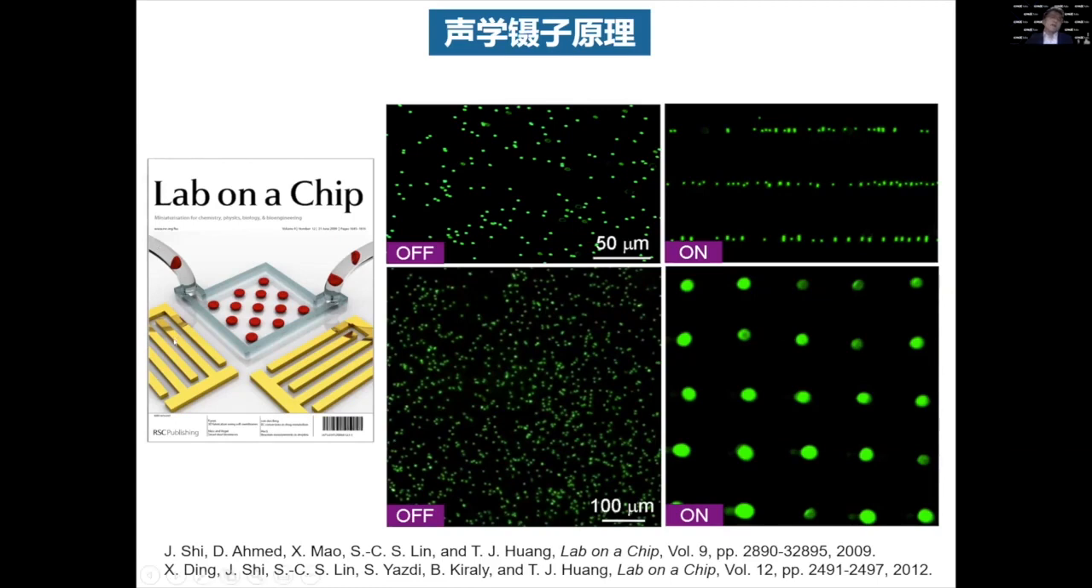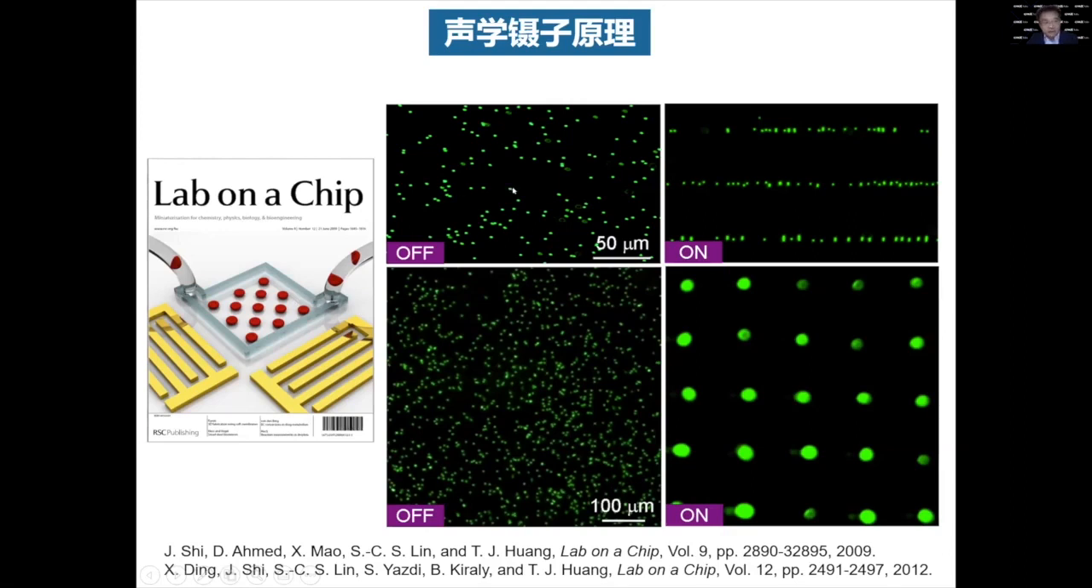If we have two interdigital transducers, each one of them can emit surface acoustic waves. These two surface acoustic waves will meet each other, interfere, and form a standing surface acoustic wave. There will be pressure nodes, which are the lowest pressure points, and pressure antinodes, which are the highest pressure points. The biological cells will tend to migrate to the pressure nodes. So by forming a periodical distribution of pressure nodes, we can form a periodical distribution of cells. That's basically the fundamental working mechanism.